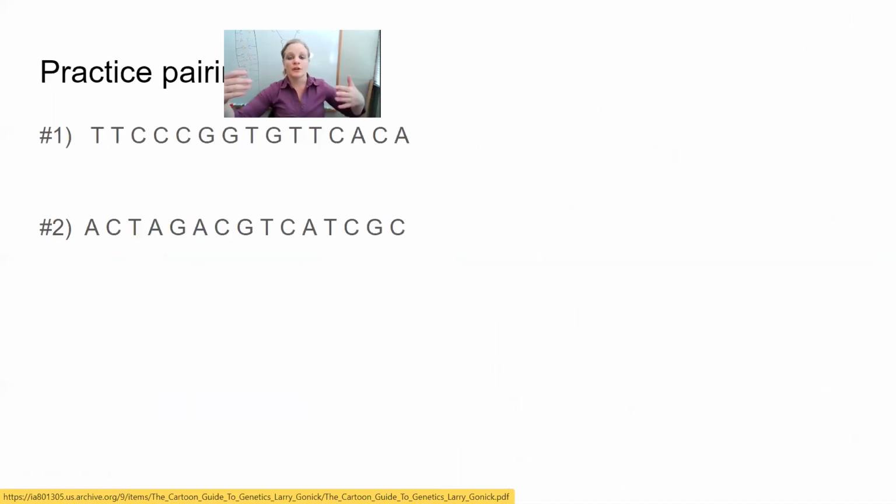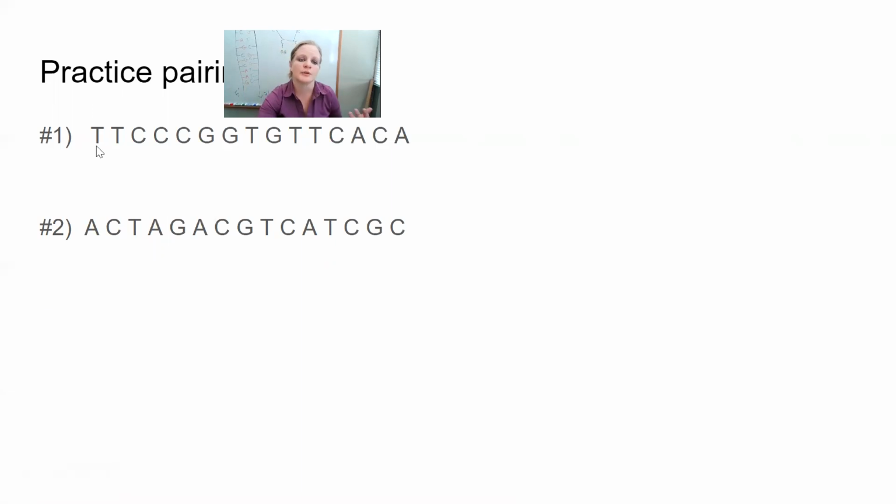Boom. Okay, so I put these in here. You guys have links to these slides, so you can use these to practice pairing. And if you're not sure what that means, what we would do is we would say this T goes to an A, this T goes to an A, this C goes to a G, this C goes to a G, and so on. So practice using Chargaff's rules to match these base pairs.